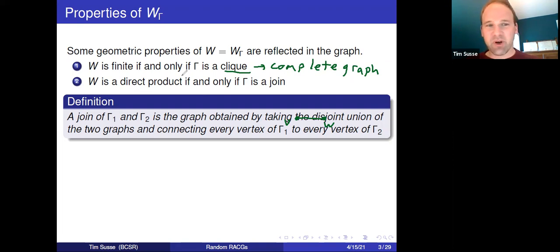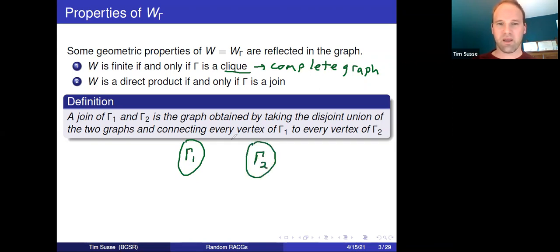Another property is that we can decompose the right-angled Coxeter group as a non-trivial direct product if and only if gamma is a join of 2 subgraphs. By join, we mean that we have 2 subgraphs, gamma 1 and gamma 2, and every vertex of gamma 1 is connected to every vertex of gamma 2. So every element of the subgroup generated by gamma 1 commutes with every element of the subgroup generated by gamma 2. This gives us a direct product decomposition of W naturally, but this is also the only way that you could decompose W as a direct product.